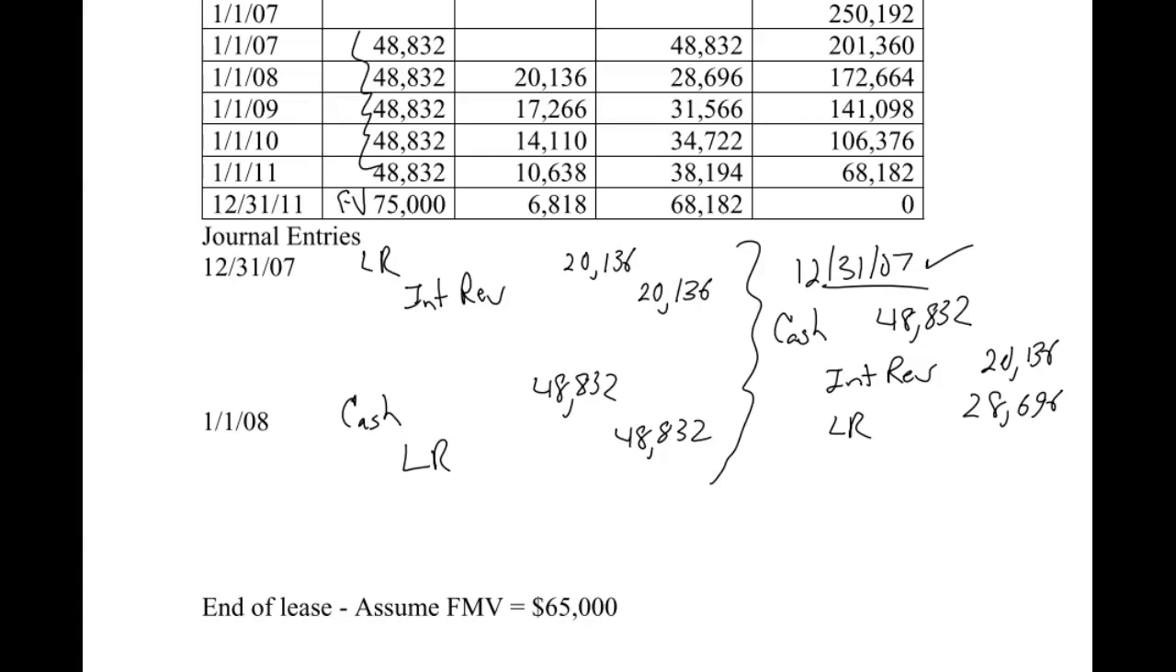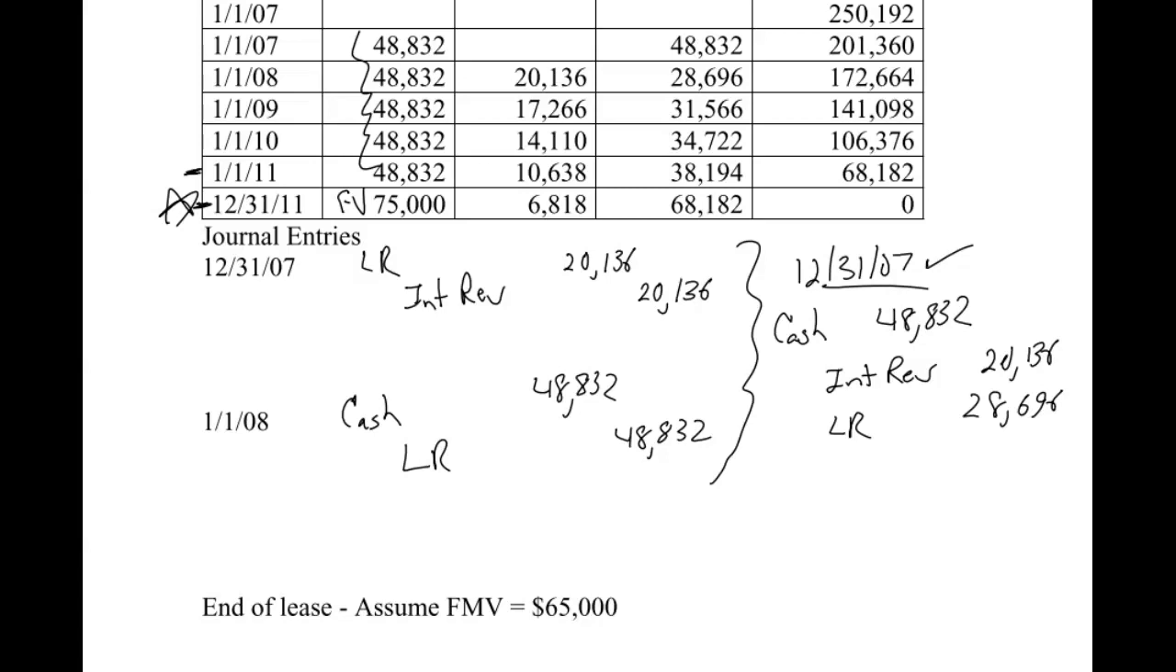All right, so then we would just continue this pattern over and over and over again until we get to the end of the lease. Let's pay attention to this row right here. I'm still on 12. Remember, this right here is the last payment date. 12/31/11 is the last day of the lease.